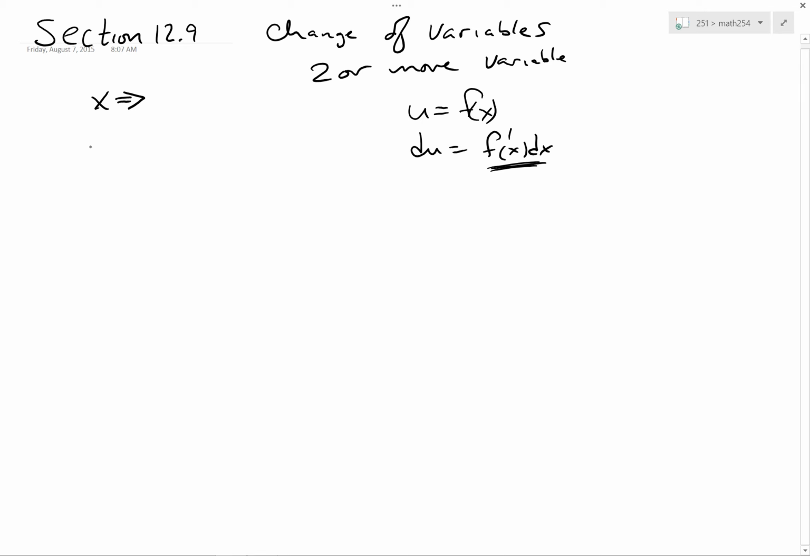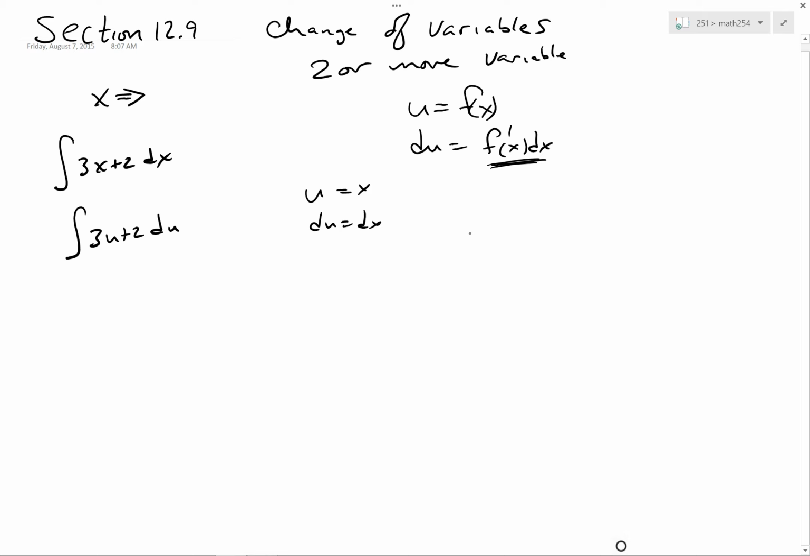If it was one-to-one, for instance, if you wanted to integrate 3x plus 2, and you're like, I don't like x's, I'm going to change them to u's, well, good for you. That's a one-to-one swap. So u equals x, du equals dx. Everything's one-to-one. However, if it was 3 times 5x squared plus 2, then u is equal to 5x. Well, then du is equal to 5 dx. So in other words, their derivatives aren't one-to-one.